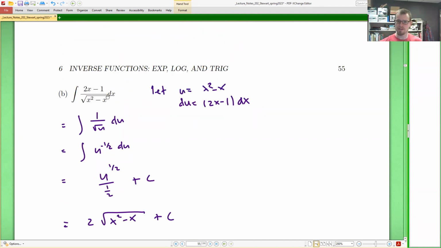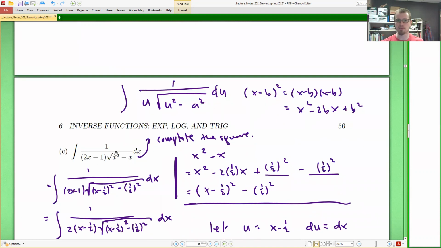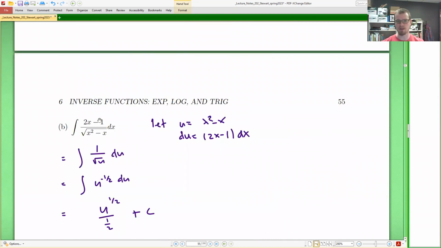Yeah, so this example and this example are only different by having the 2x minus 1 in the denominator versus in the numerator. So it can greatly change how you approach the problem. And we want to keep in mind, again, those previous techniques that we have. So join me for one more example on this.